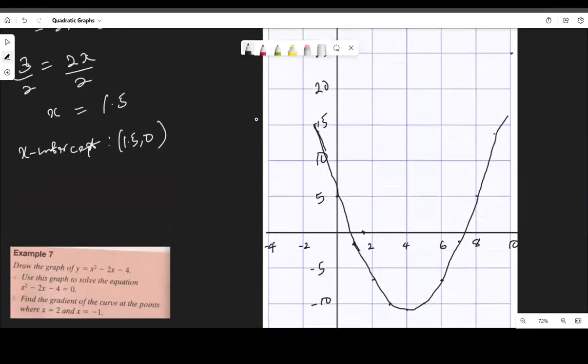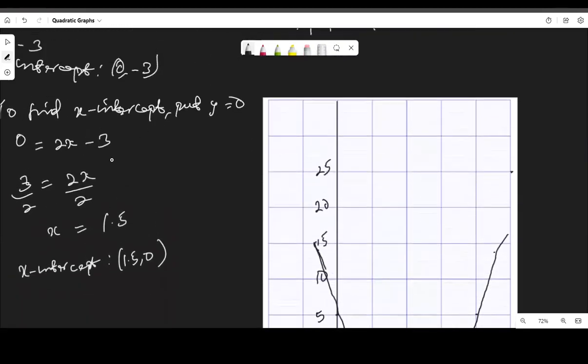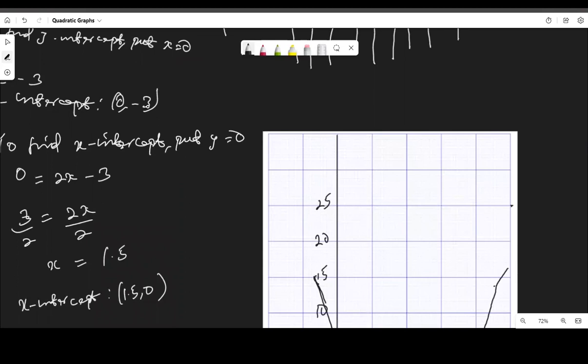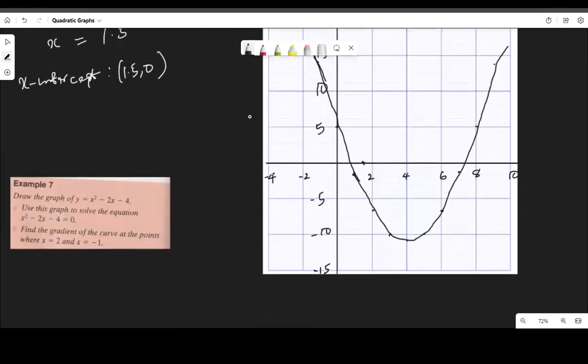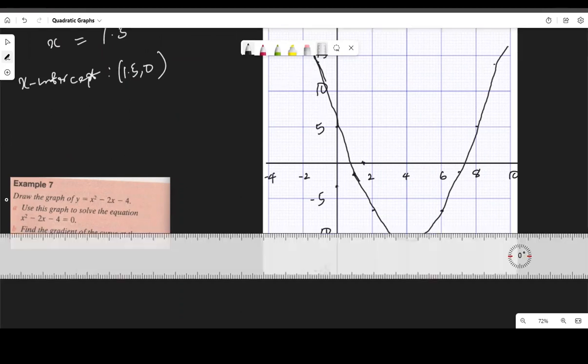Then what about the y-intercept? The y-intercept is negative 3. 0 and negative 3. Negative 3, this is negative 5. So negative 3 should be somewhere here. Okay, now with a ruler, we'll connect those 2 points together.